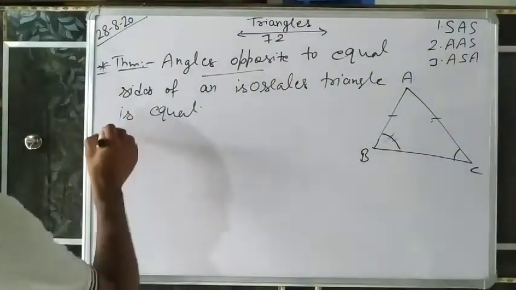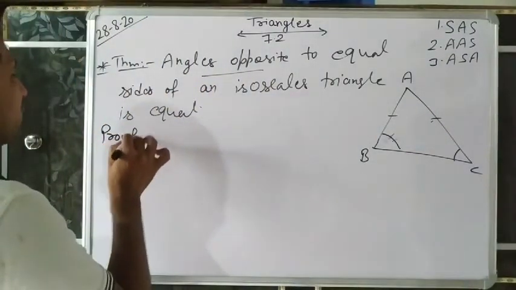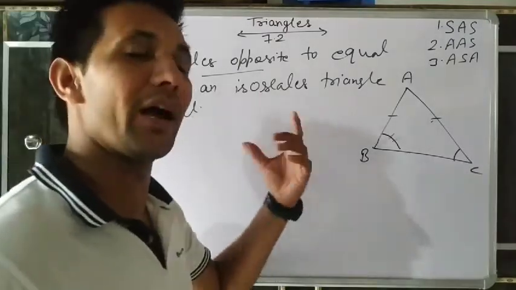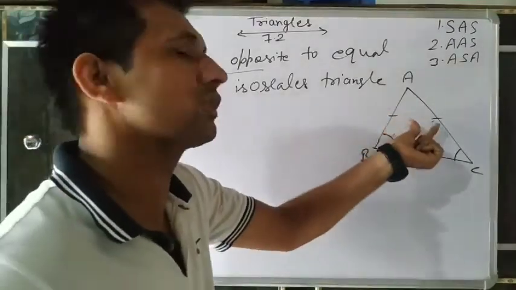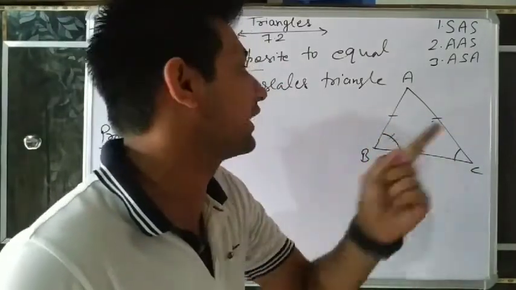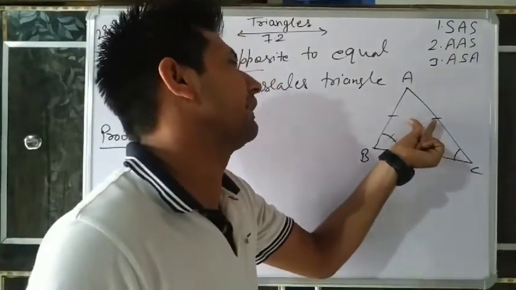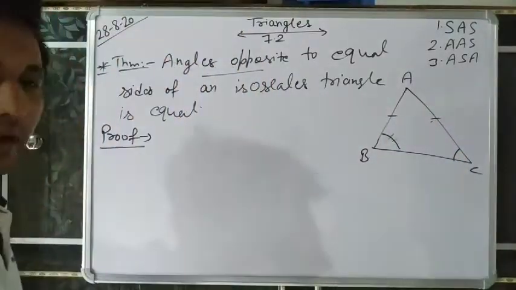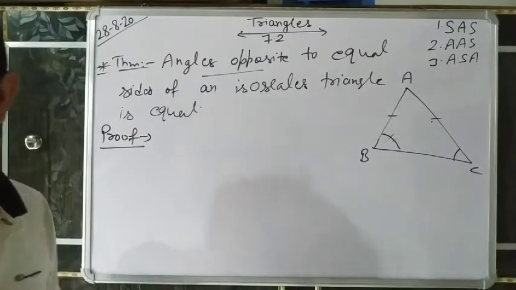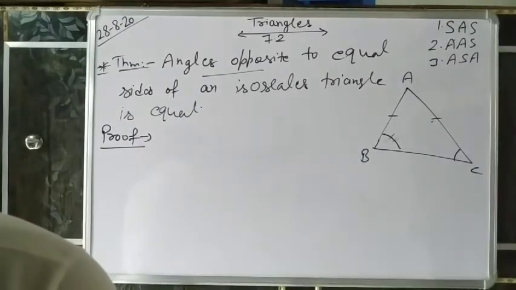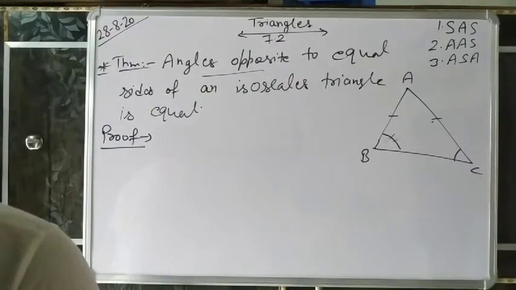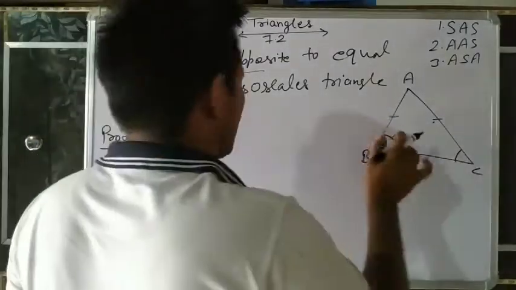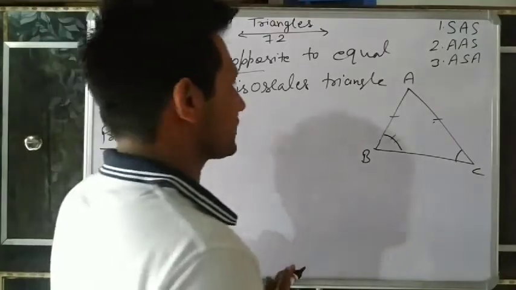Its proof is not in our syllabus; I only explain it so you understand it. Why are they equal? Why, if two sides are equal in a single triangle, are the opposite angles equal? Understand it? So note it down. First we will do some construction.